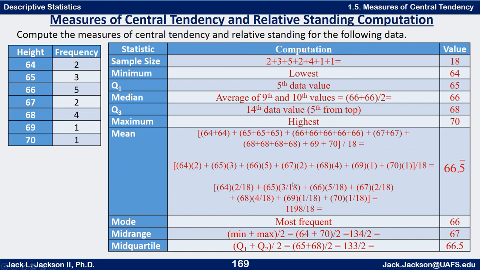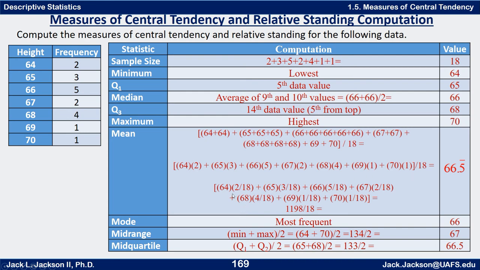I could take the 18, really a 1/18th, and distribute it and put it in with the frequency. So now I have 64 times 2/18ths, plus 65 times 3/18ths, plus 66 times 5/18ths, and so forth. Now, this doesn't necessarily make the computation any easier. In fact, I would just stop back here at the line before if I were computing this. I would do parentheses 64 times 2 plus 65 times 3 plus 66 times 5, and so forth, just like it is on this line. Close parentheses and divide by 18.